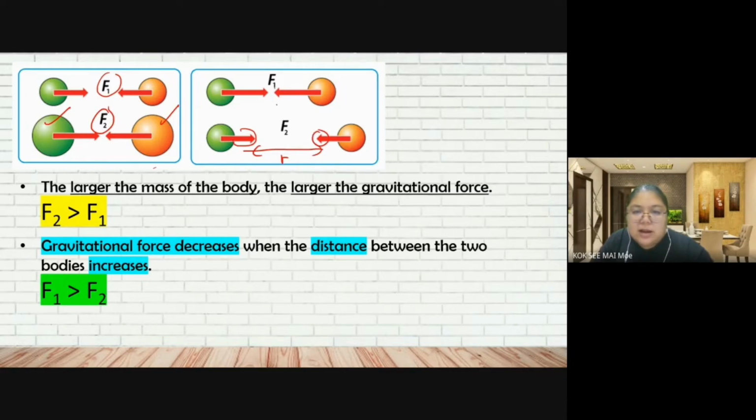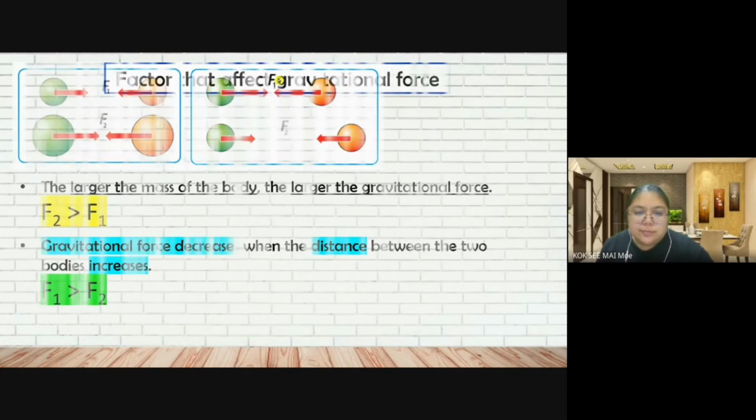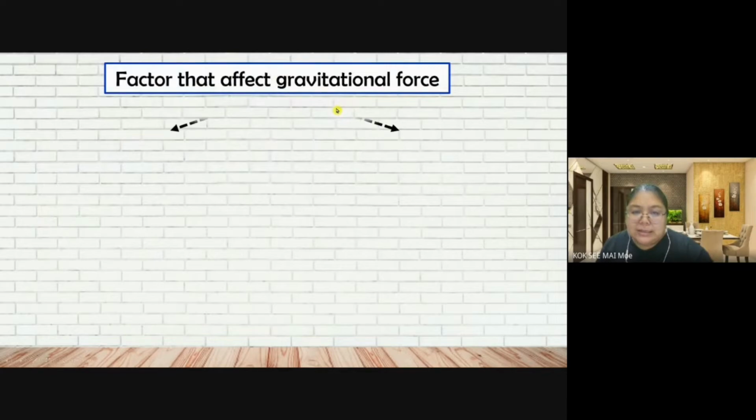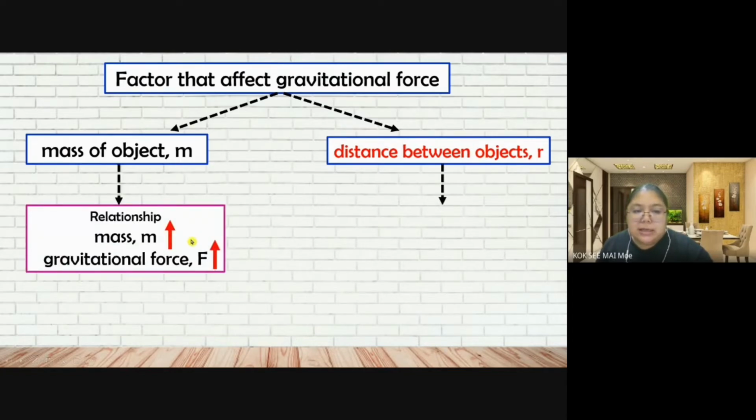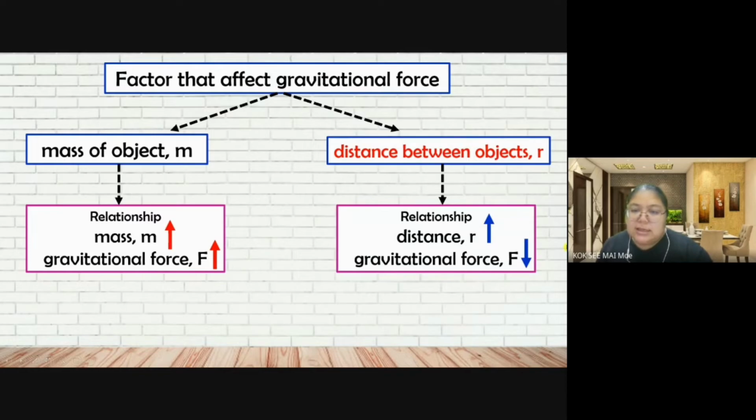So this one R is bigger, this one is small. So F1 is strong, F1 is stronger than F2. So from here, the gravitational force is higher for F1 when it is closer. So we see the factors: only two, mass and the distance. Mass increases, gravitational force increases. Distance increases, gravitational force decreases.